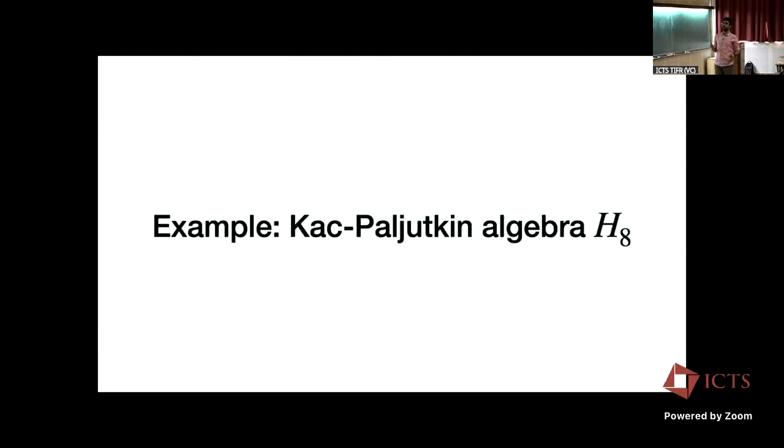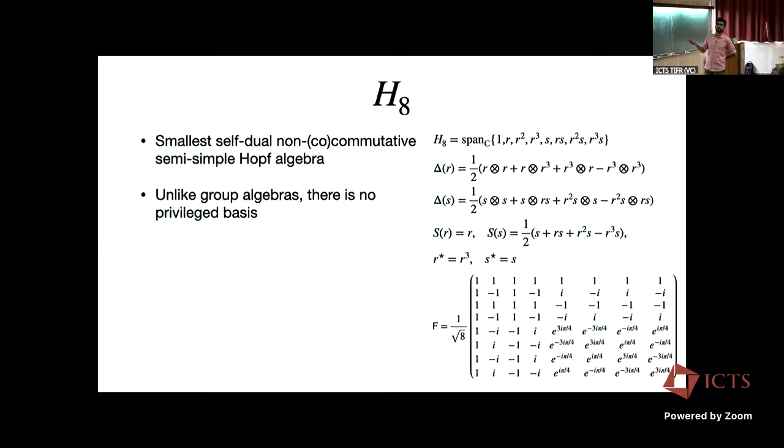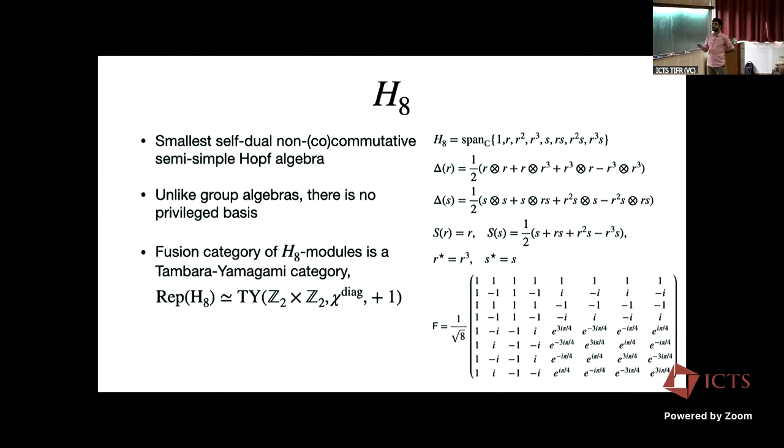And then let me quickly flash the results for H8. So H8 is an 8-dimensional Hopf algebra, which is self-dual, and is the smallest non-group-like example. And unlike group algebras, for these general Hopf algebras, there's no special canonical basis. So here's one choice of basis where all the data is written out in gory detail. And the fusion category is of a simple type.